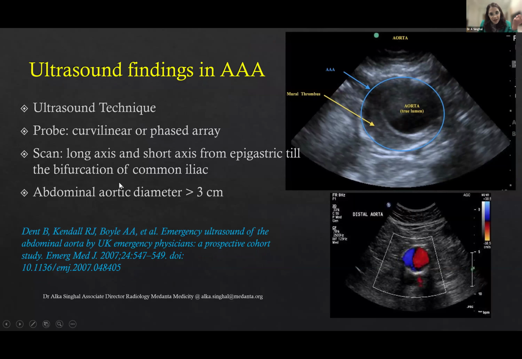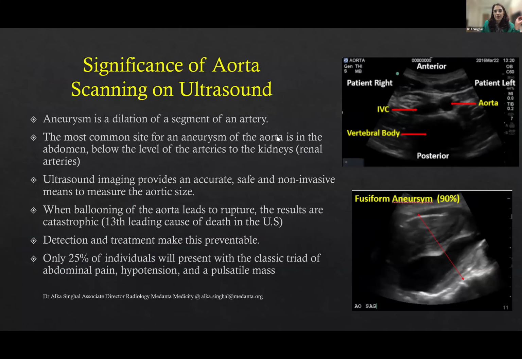Of course, ultrasound will use a curvy transducer or a higher frequency transducer, whatever gives us the best information, scanning long and short axis, right from the epigastrium till the bifurcation. And of course, routinely, abdominal aortic diameters are around 2 centimeters, 2 to 3 is the upper side, and more than 3, of course, we call abnormal. And then, of course, the most common site for an aneurysm is below the level of the renal arteries. And ultrasound is accurate, safe, non-invasive.